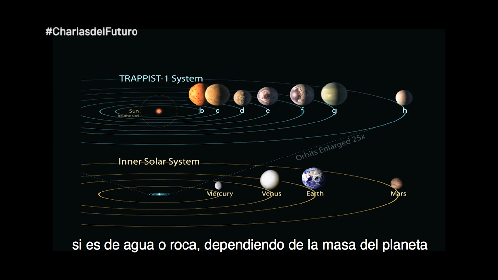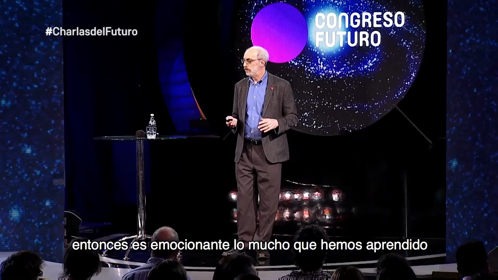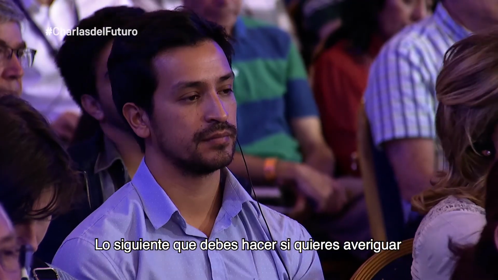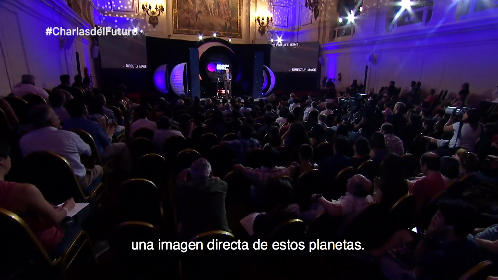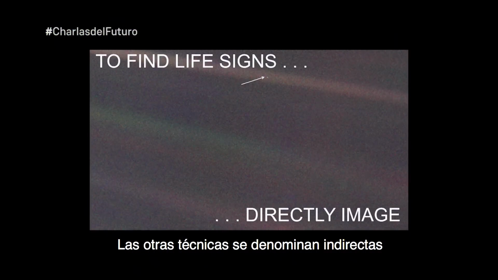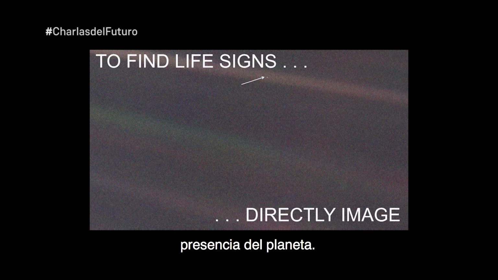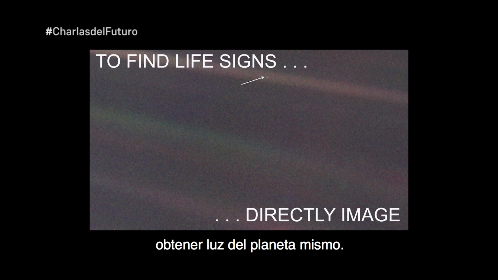So we know both the mass and the size of the planet. So we can guess that it might be all water, it might be all rock, depending on the density of the planet. So it's amazing how much we've learned about these planets. The next thing you need to do if you're going to figure out whether there's life on these planets is you need to directly image the planets. Those other techniques are called indirect techniques, and they collect light only from the star, and we infer the presence of a planet.